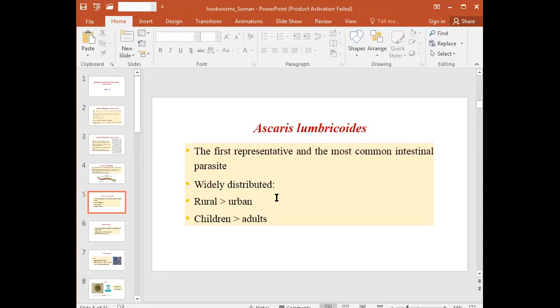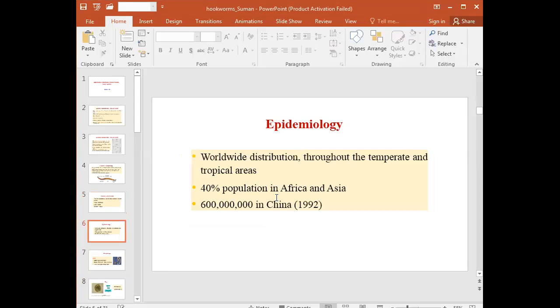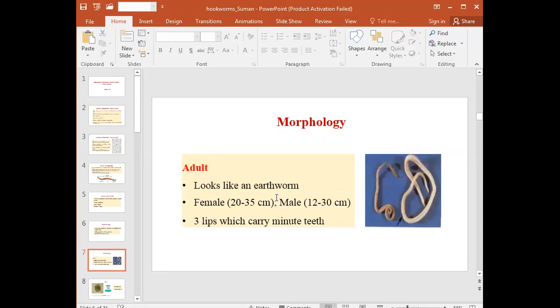So next is the epidemiology of this particular parasite. This parasite is, as I said, widely distributed throughout the temperate as well as the tropical areas. And 40% of the population in Africa and Asia are infected by this particular parasite. And in China, you can see that nearly 6 crore people got infected in 1992.